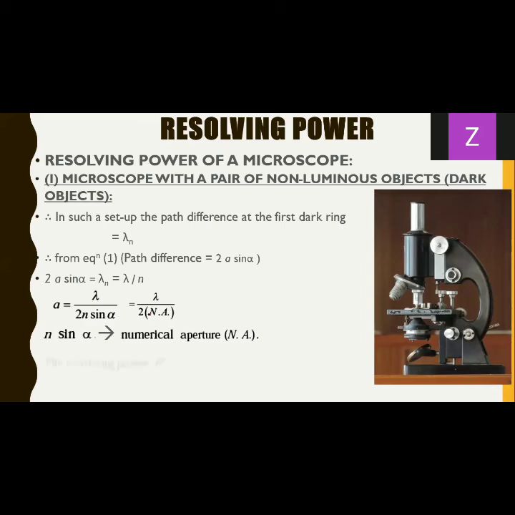Now we know, what is resolving power? Given by R, it is the reciprocal of the limit of resolution, which is 1 upon a. So what will be the resolving power? Resolving power is given as 2 NA upon lambda. Once again, what is NA? NA is the numerical aperture, meaning the numerical value of the size of that particular lens which is being used.